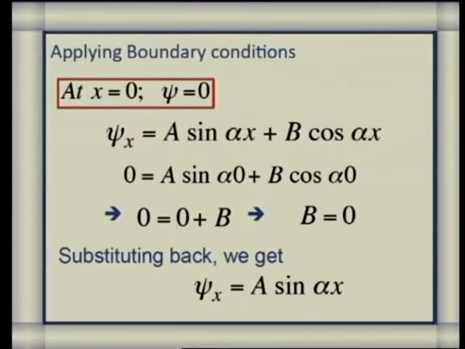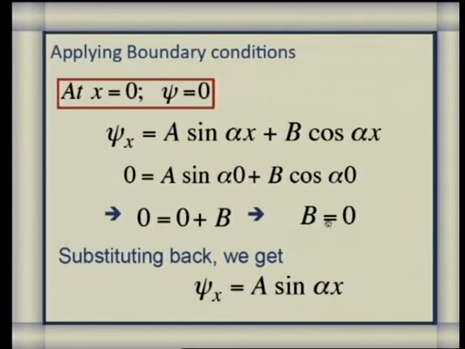Let's see what we get. When I apply my first boundary condition, that at x equal to 0, psi must be equal to 0, I substitute: psi x is 0, equal to a sin alpha 0 plus b cos alpha 0, where I am just substituting 0 for x. When I do that, what do I get? I get a sin 0, and sin 0 is 0, we know that. And cos of 0 is 1, so I get b over here. That means 0 is equal to b, or b is equal to 0. That is one thing we get by applying my first boundary condition.